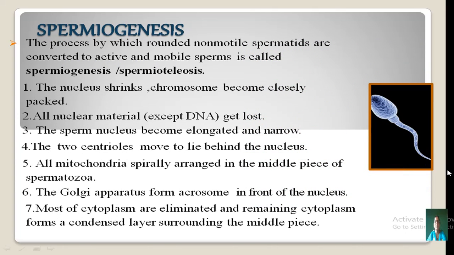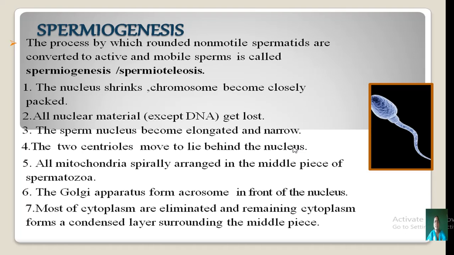Let's come to spermiogenesis. By the process of spermatogenesis, each primary spermatocyte produces 4 spermatids. The primary spermatocyte is produced from spermatogonium after the growth phase. Now the primary spermatocyte divides by two divisions. First one is meiosis 1, second one is meiosis 2, to produce 4 spermatids.